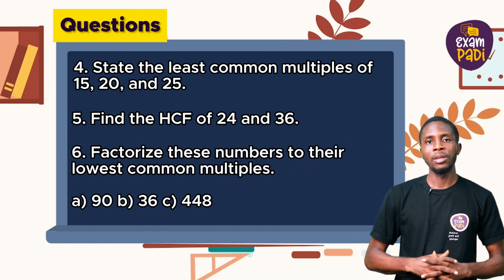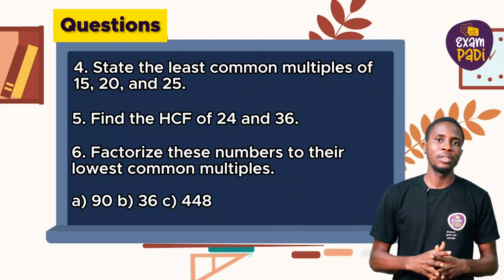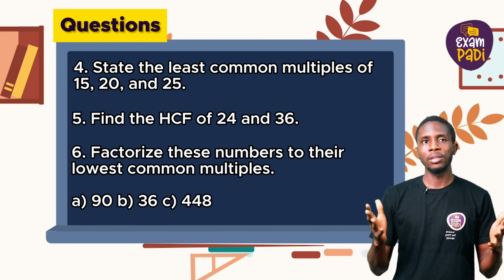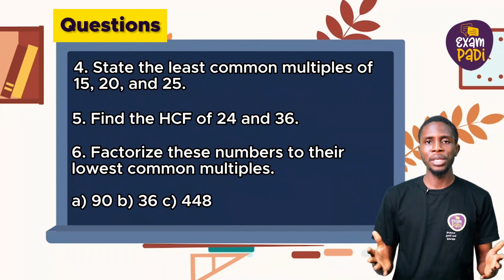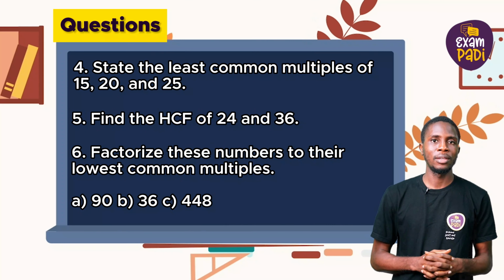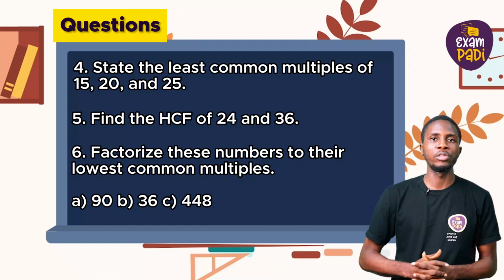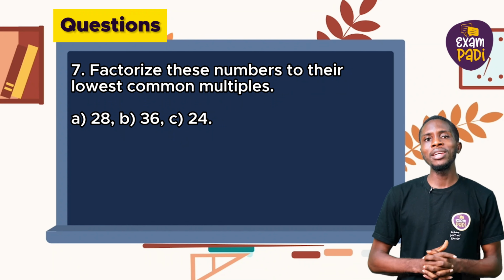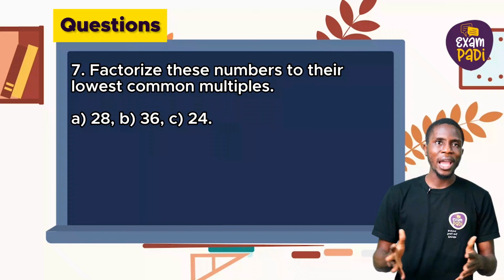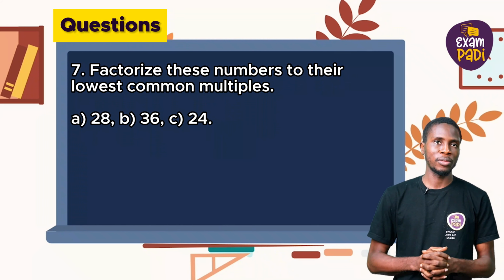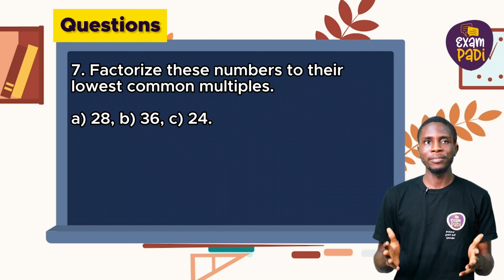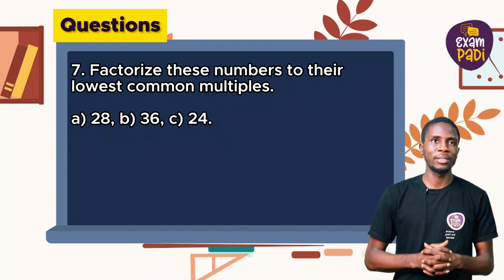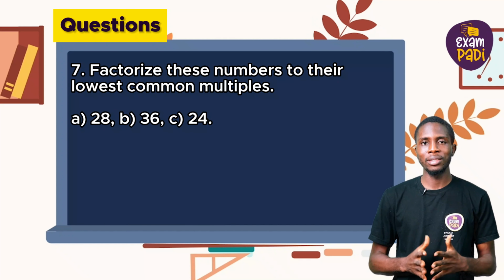6. Factorize these numbers to their lowest common multiples. A. 90, B. 36, and C. 448. 7. Factorize these numbers to their highest common multiple. A. 28, B. 36, and C. 24.